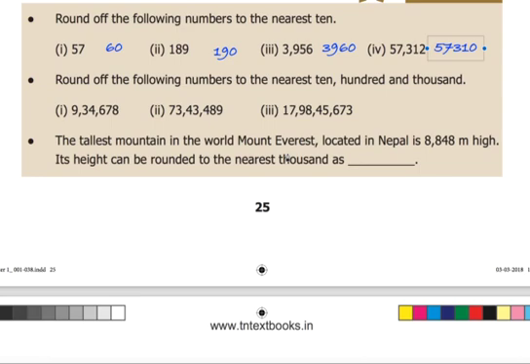The tallest mountain in the world is Mount Everest, located in Nepal, 8,848 meters high. Its height can be rounded to the nearest 1000 as 9000 because 8 is greater than 5.